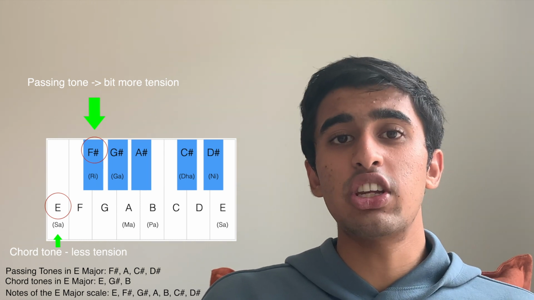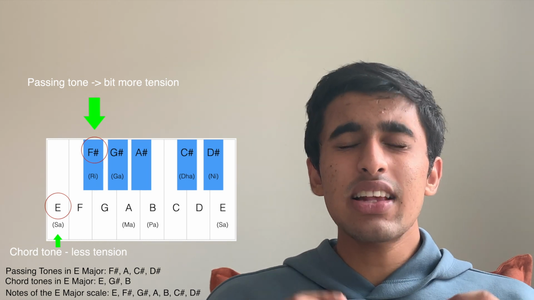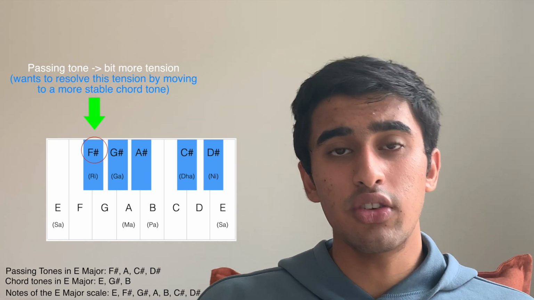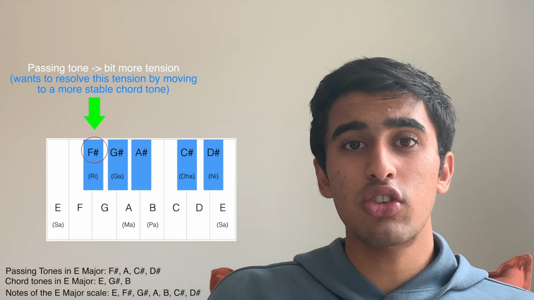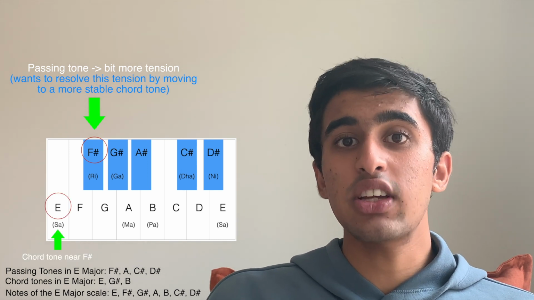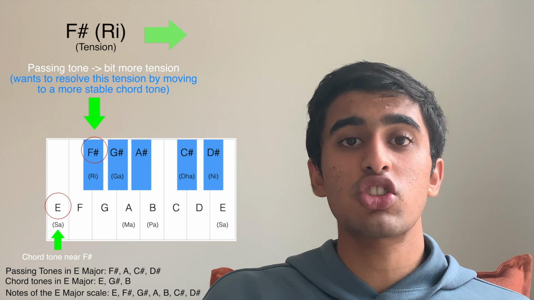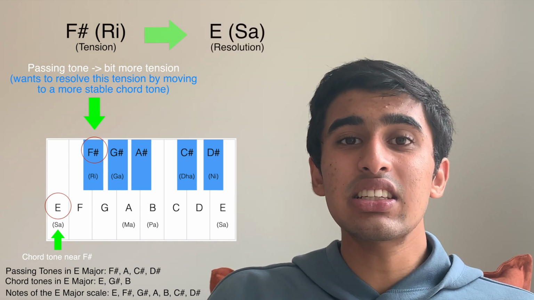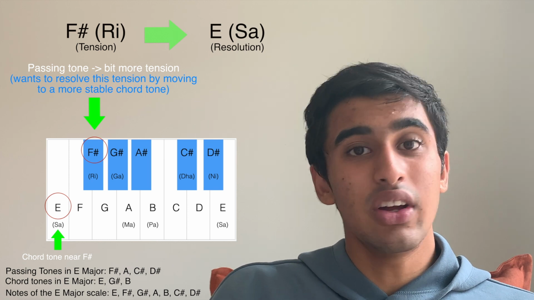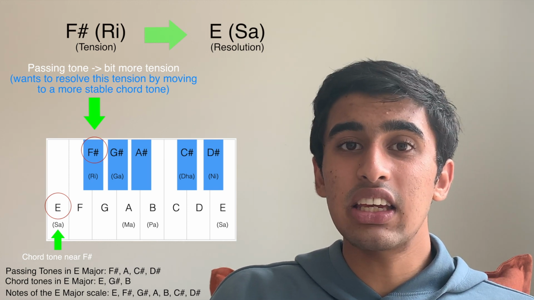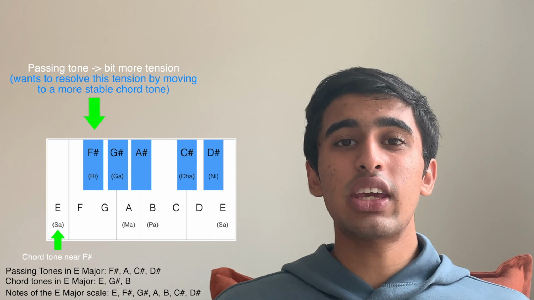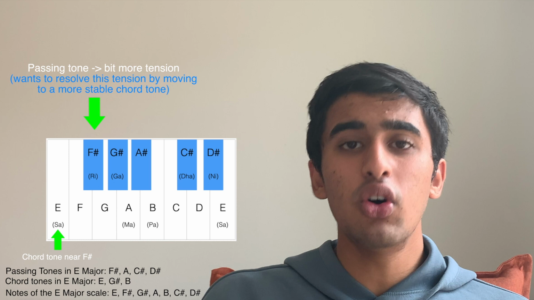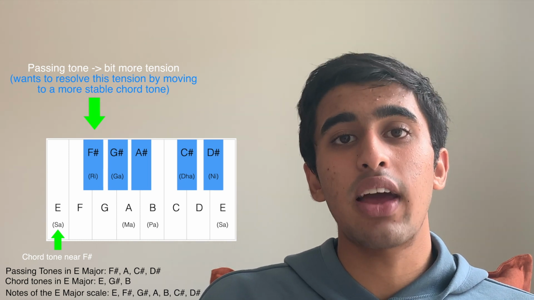So all of these passing tones, Re is an example of a passing tone, right? So the F sharp or Re, which is a passing tone, has a little bit of tension because it wants to resolve to its nearest chord tone, right? So one of the near chord tones to Re is Sa, right? So Re has a bit of tension because it wants to resolve to Sa. Re, Sa, or F sharp, E, right? So you hear how the Sa or the E has much more stability and feels more comfortable compared to the passing tone of F sharp.